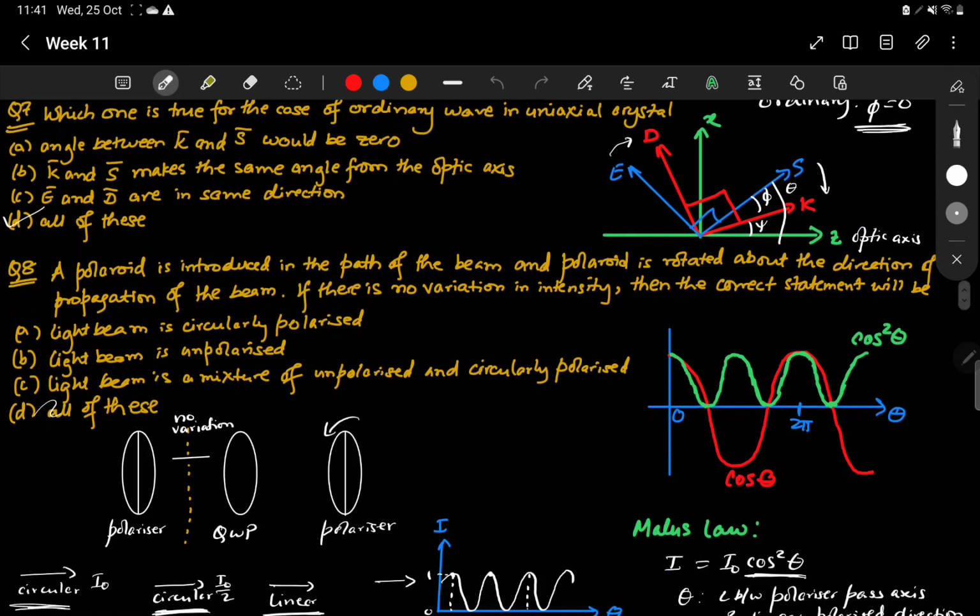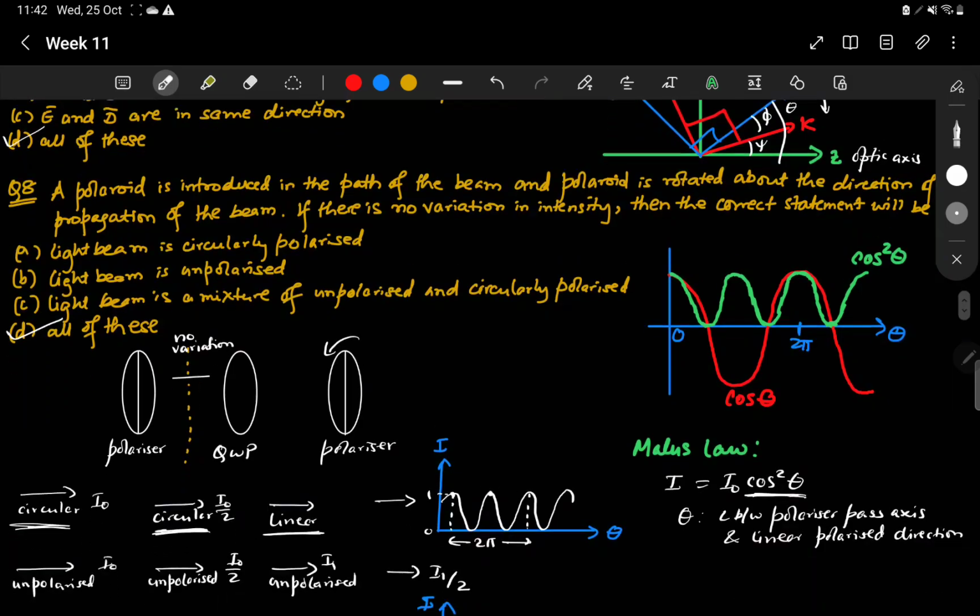So the answer to this question 8 is all of these. A Polaroid is introduced in the path of the beam and the Polaroid is rotated about the direction of propagation of the beam. If there is no variation in intensity, then the light beam can be circularly polarized, it can be unpolarized, and it can also be a mixture of unpolarized and circularly polarized light.